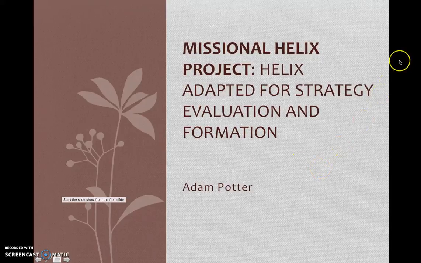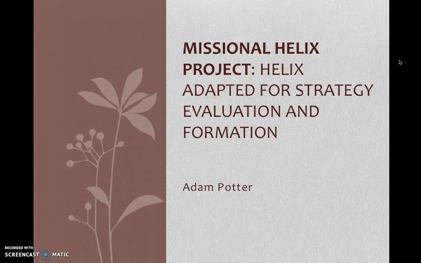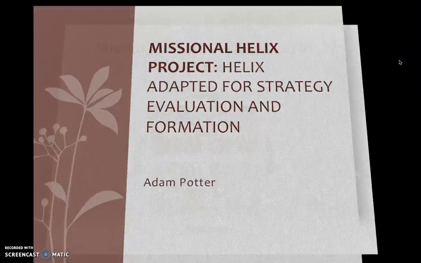For MIS 6550. What we're going to look at here today is adapting the model of the Missional Helix a little bit so it can be used for strategy formation and strategy evaluation. The way that this model will be adapted means that you can take an existing strategy and run it through the model and see how it fares, or you can use it as a guide to creating an initial strategy for any sort of problem that you might deal with in church planting.